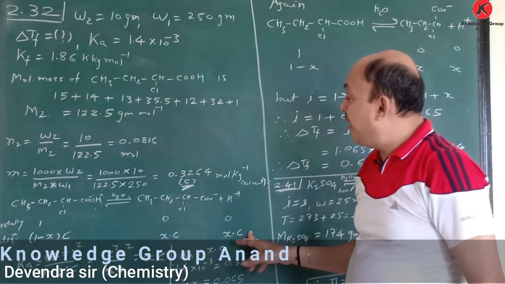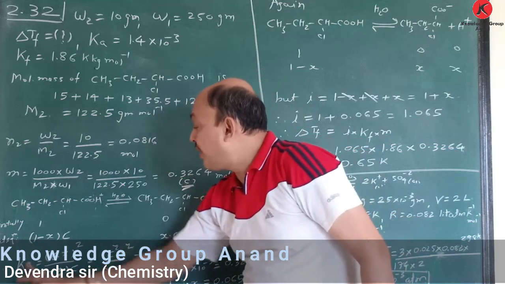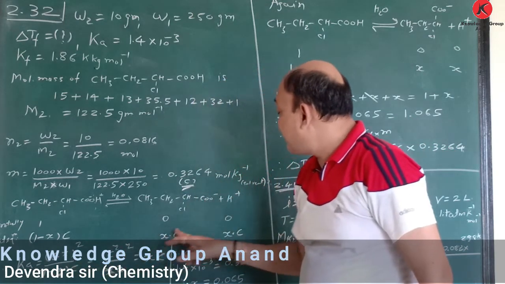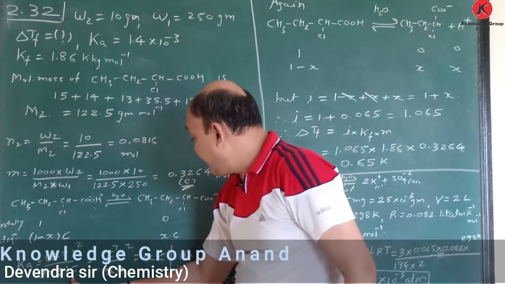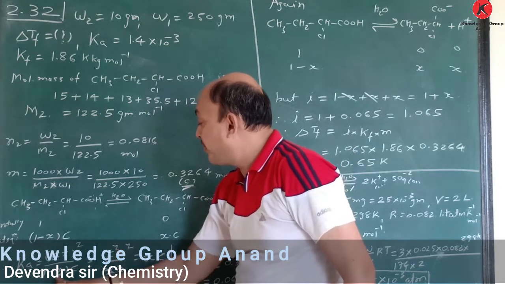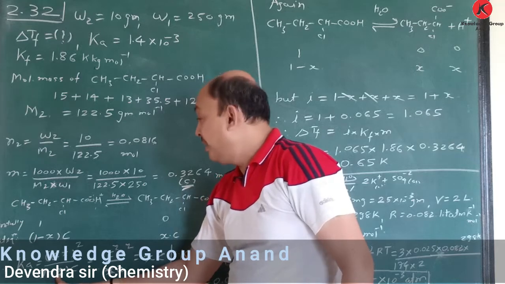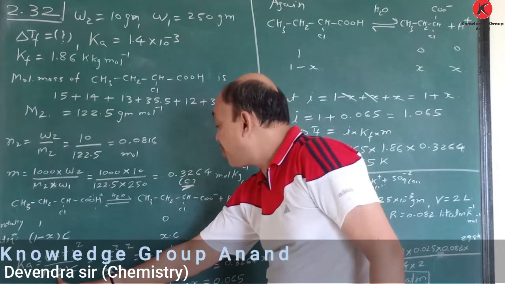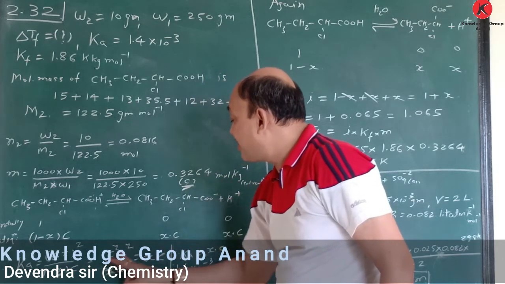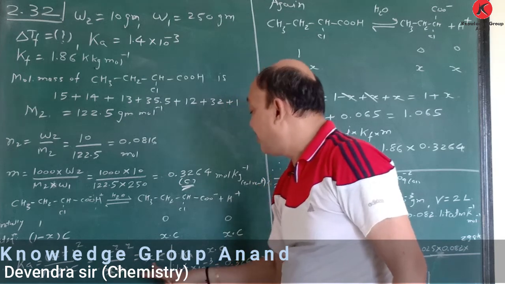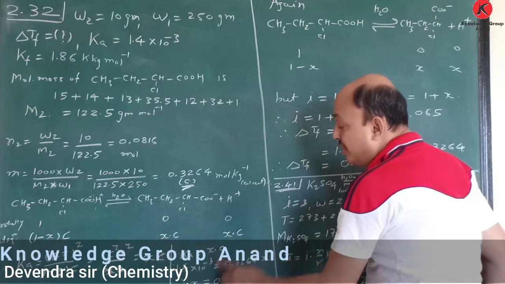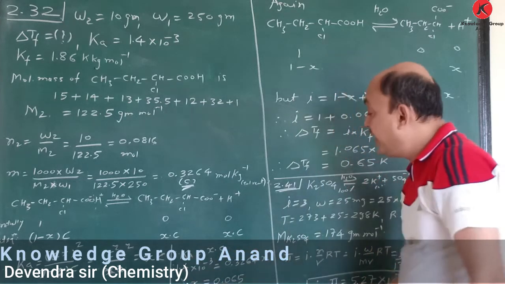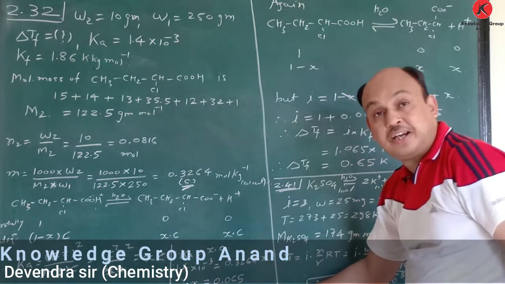If we put this value, then you know that Ka is equal to Cx whole square divided by 1 minus X into C. So C square X square. Suppose this X is very small, this dissociation is very small. We can say C square X square divided by C, so it is equal to X square into C. Therefore Ka is equal to X square into C. If you calculate it, then X is equal to 0.065.